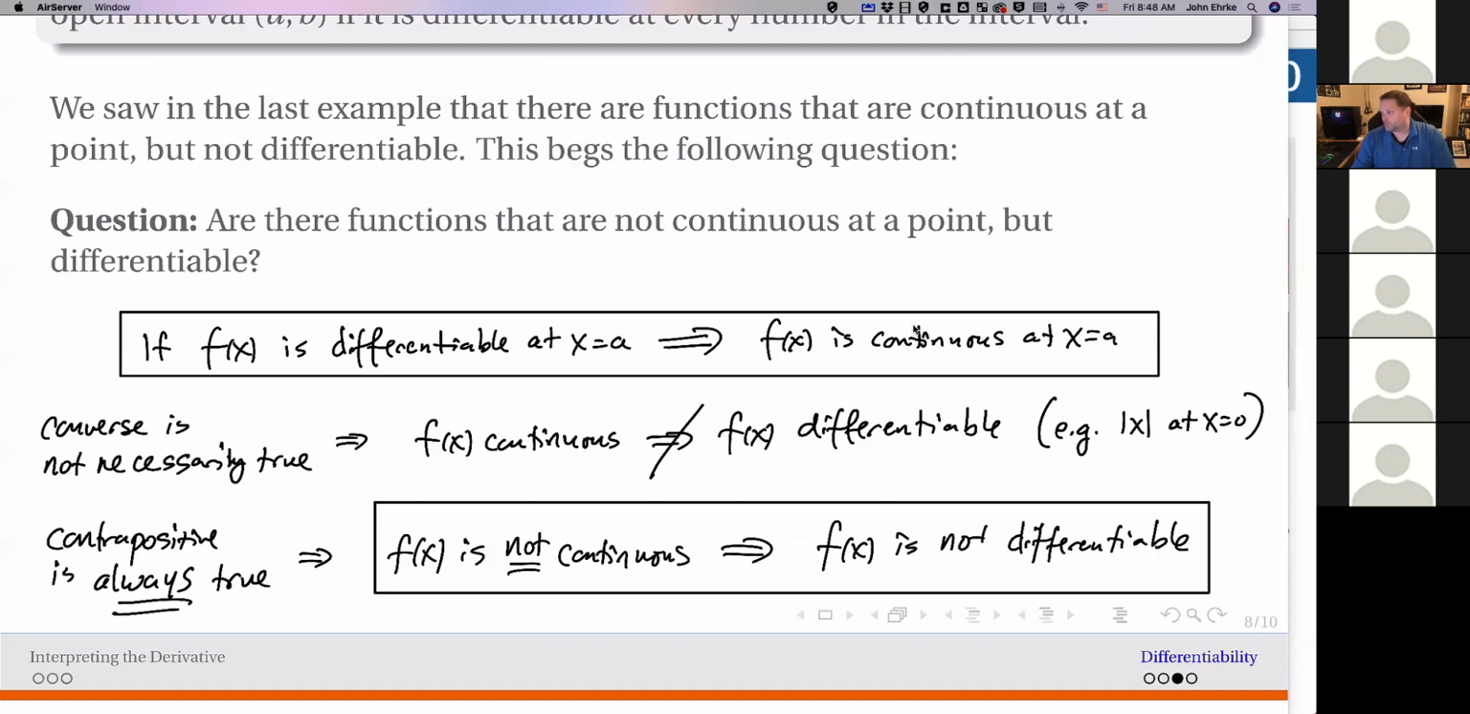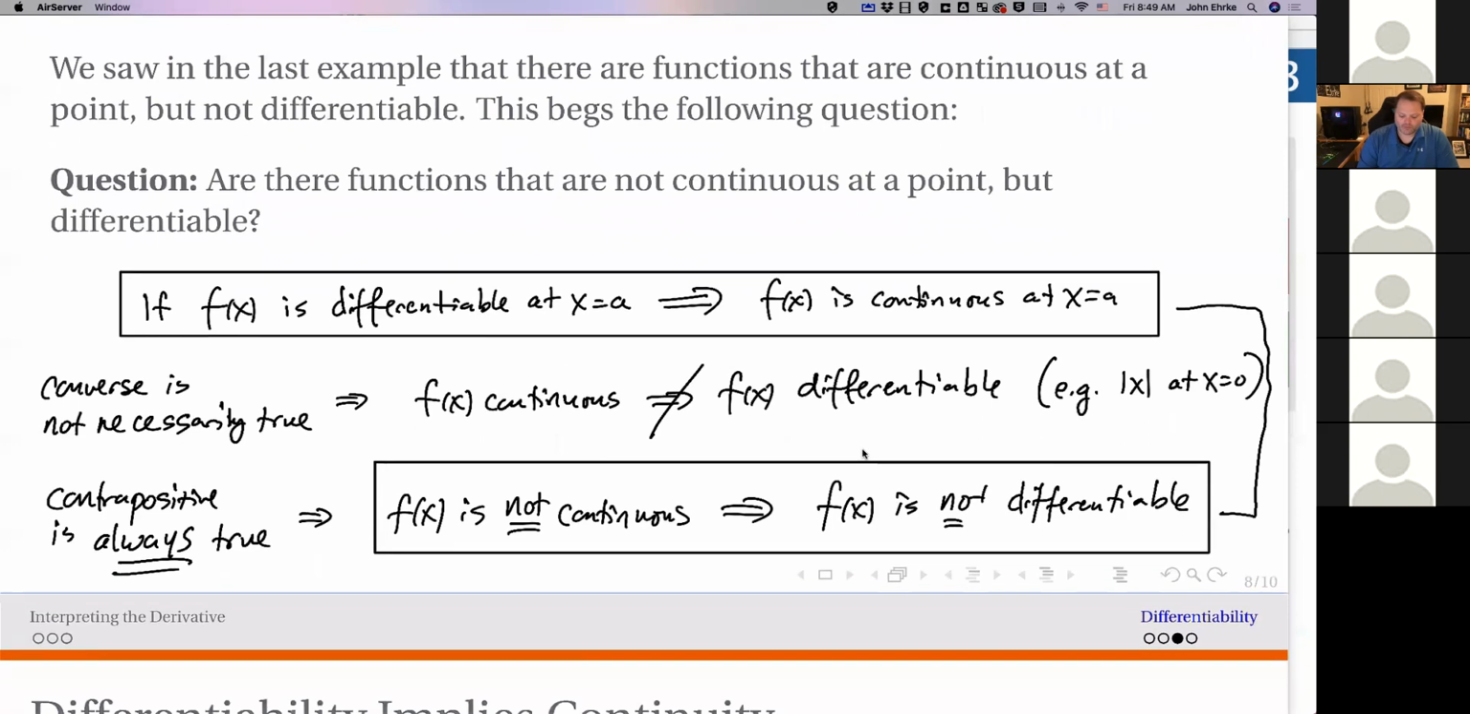Differentiability automatically gives you continuity. Failing continuity forces you to fail differentiability. These two things are mathematically linked. But continuity doesn't automatically guarantee differentiability.